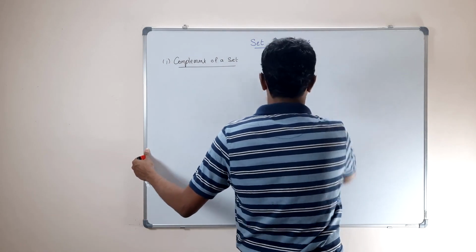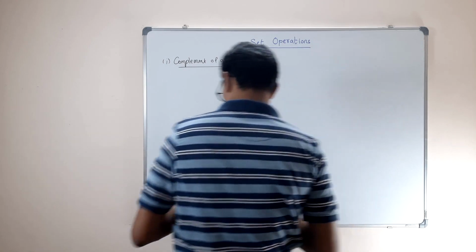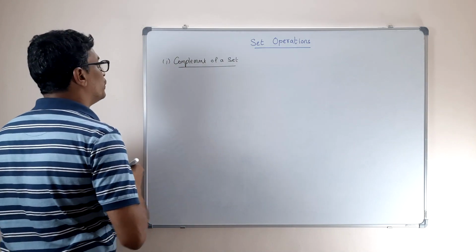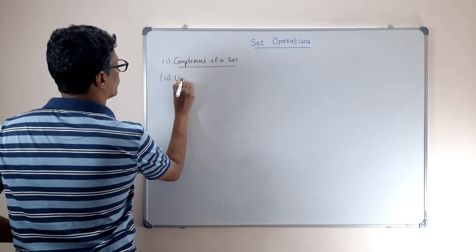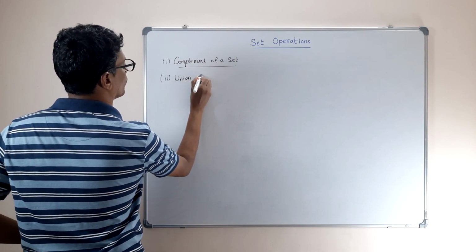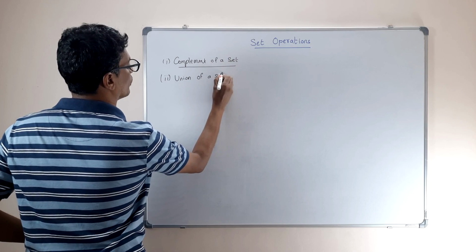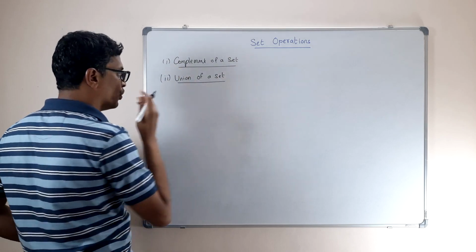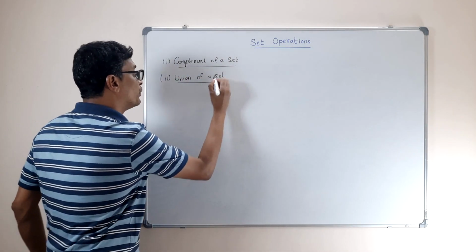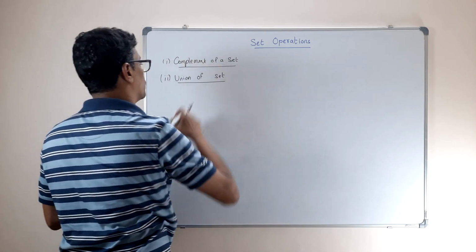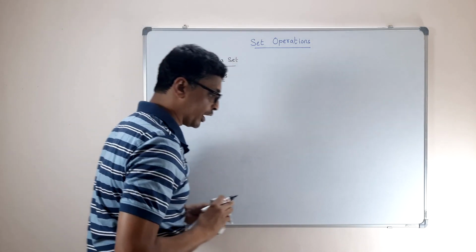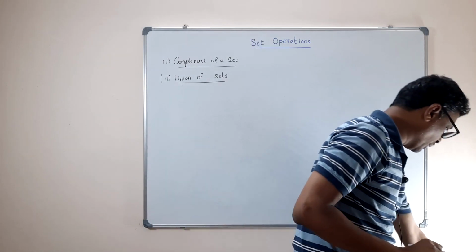Okay, so let me show what happens. Union of sets, not a set. It is more than 2. Okay. What do you mean by union of sets?